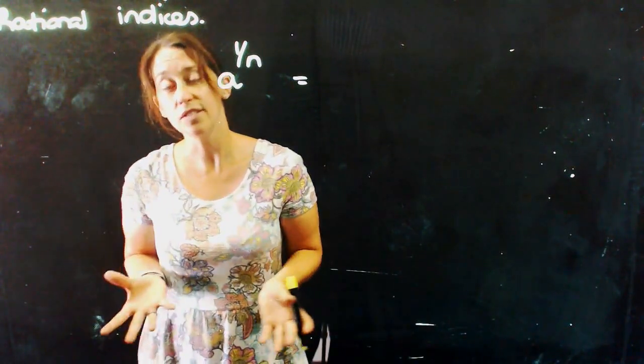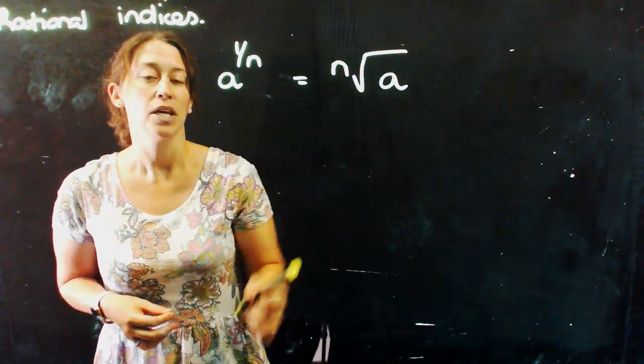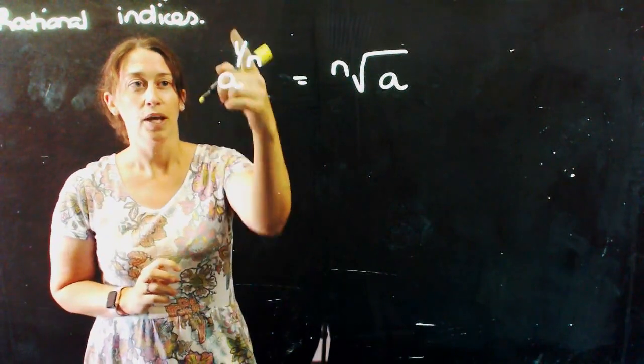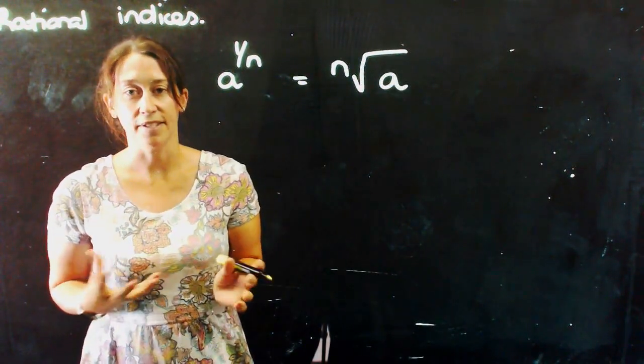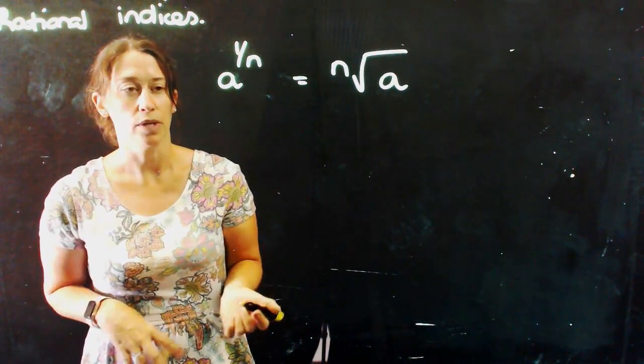So in this case, because this is a general form, I'm going to do the nth root of the base a. Now the numerator tells us what power we then need to put that expression to. It's 1, so the expression stays the same. I'm just going to write some other rules down involving fractional indices.